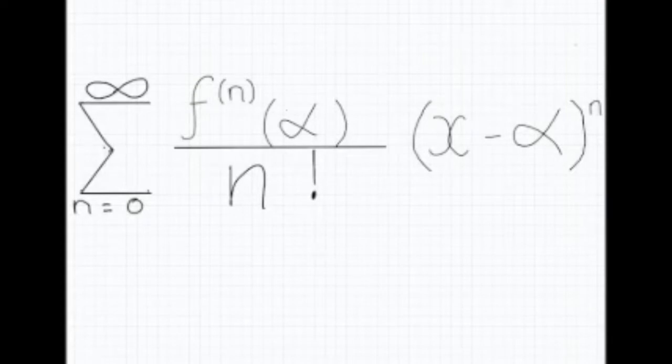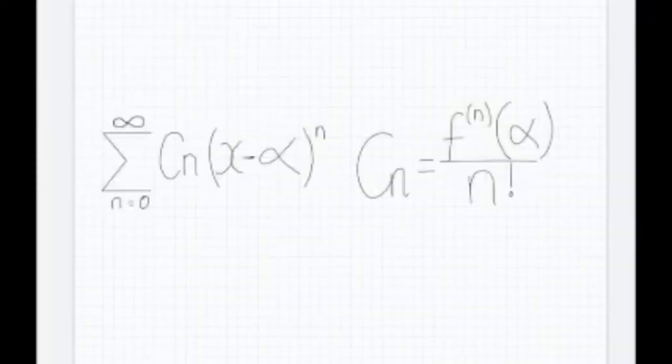Sometimes we will write this as the sum from n equals 0 to infinity of c sub n times x minus alpha to the n. All we're doing here is renaming the constant, the nth derivative of f at alpha over n factorial, to c sub n to make it a little easier to read and maybe notationally easier in some cases, not always. So that's the general formula for a Taylor series.